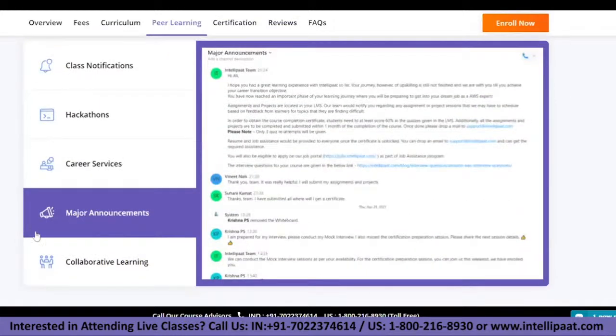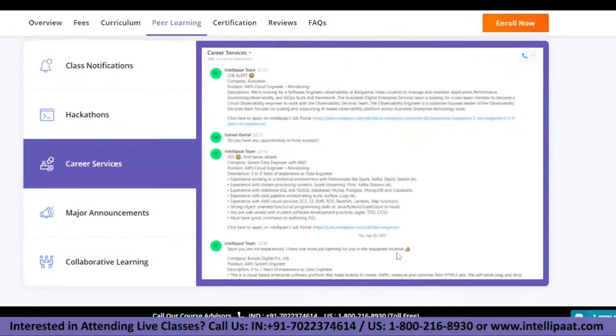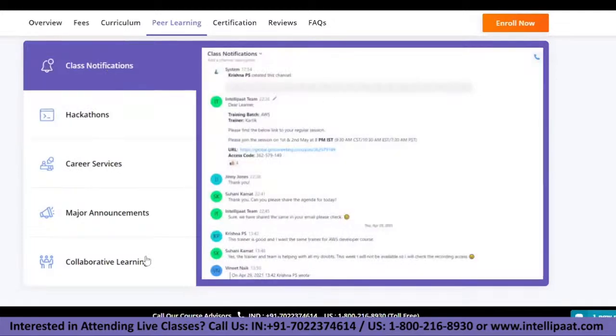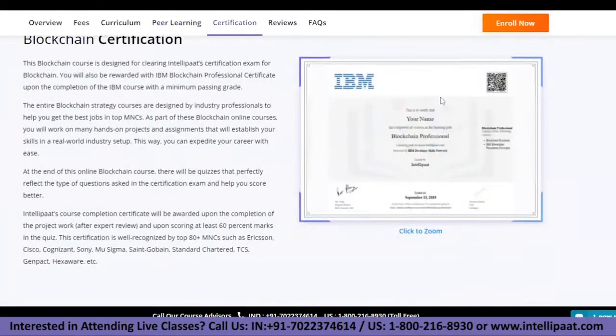If you can see, these are some of the screenshots of one of the classes. All the career services, everything will be given here. The hackathons will be conducted, group projects will be given, class notifications will be sent here, and all of these things are going to be there.